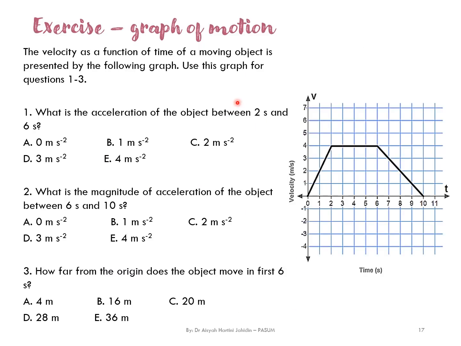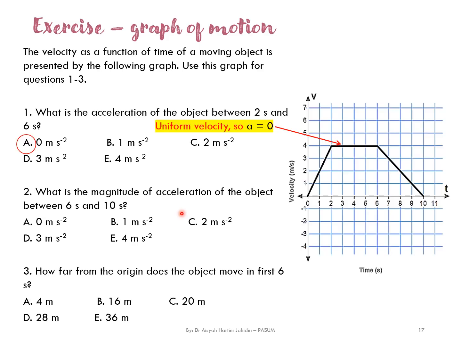Let's see some exercises. For number 1, what is the acceleration of the object between 2 seconds and 6 seconds? For the v-t graph, as we can see here, the velocity is constant, or uniform. So when we have a constant velocity, it means that the object is not accelerating or decelerating. So a equals 0.